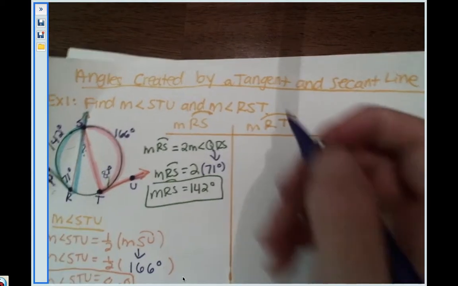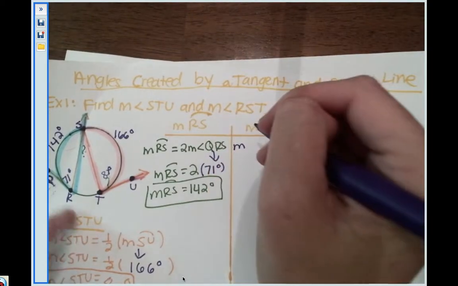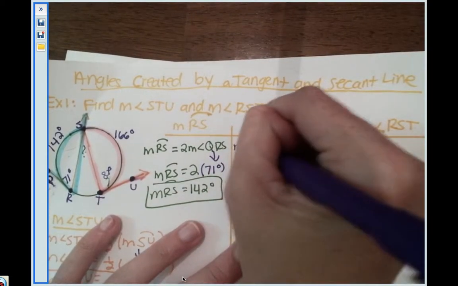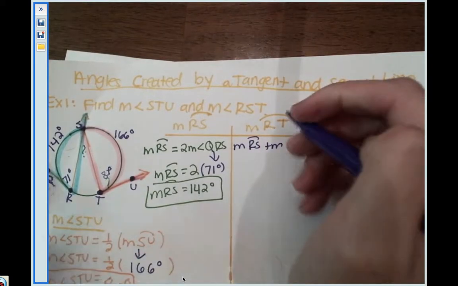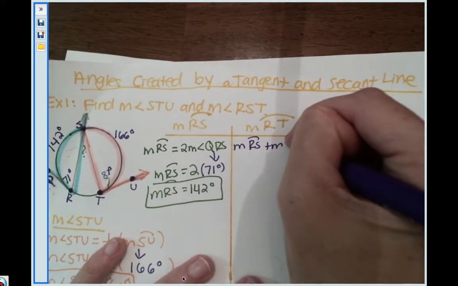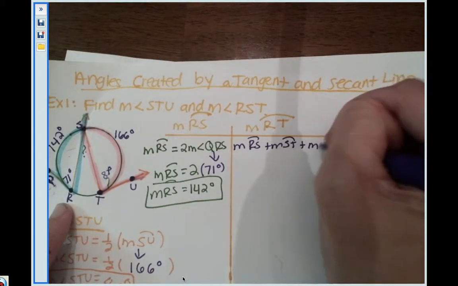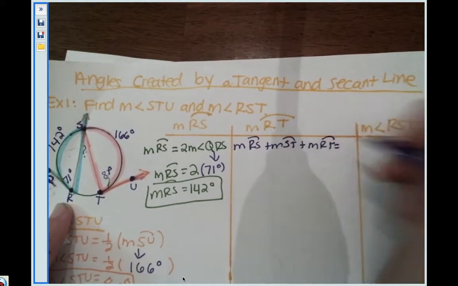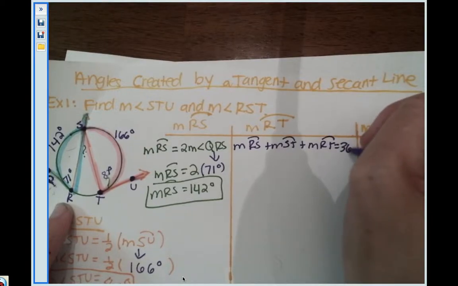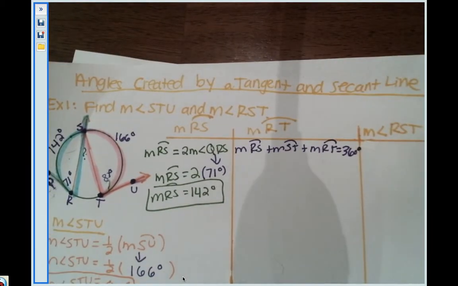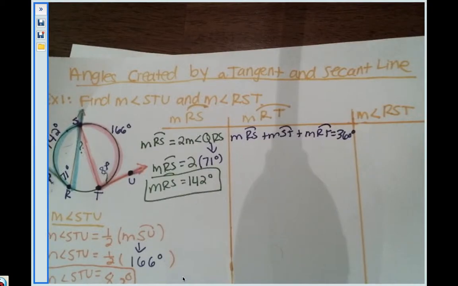Okay, so the measure of arc RS plus the measure of arc ST plus the measure of arc RT should all have to be 360. All right, let's see if we can solve this for arc RT.